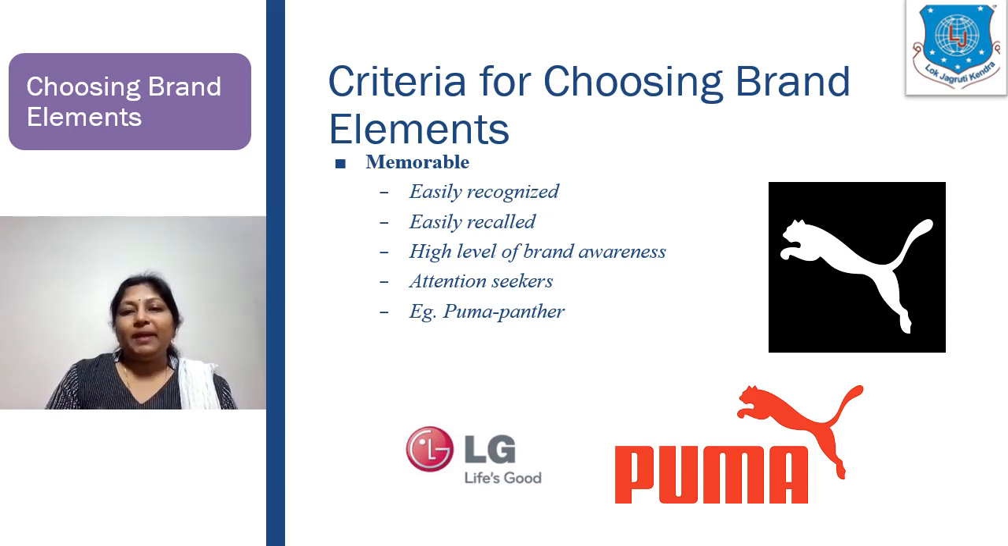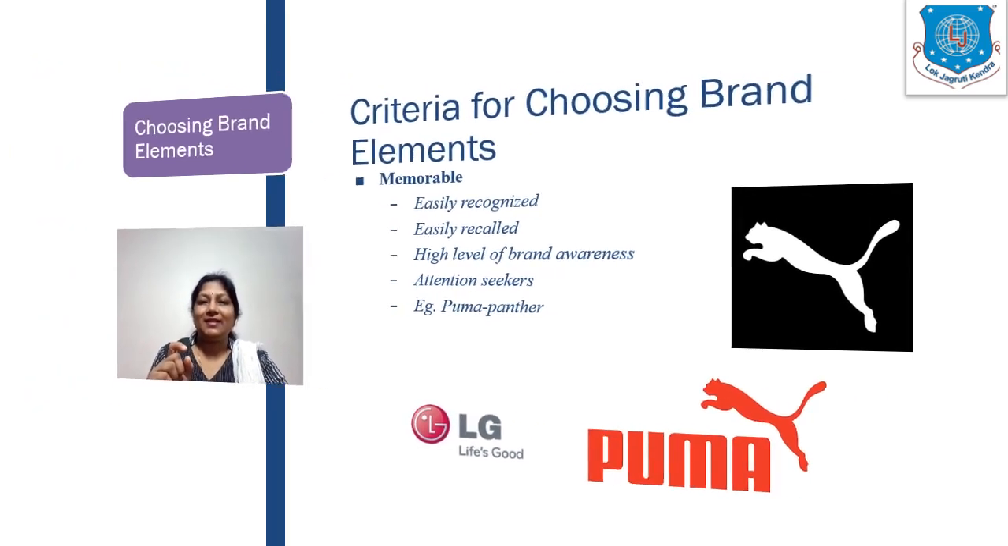Even if you see the panther, you are able to easily recognize and recall that it is the Puma Panther. So you would see that there are two diagrams, but the moment you see the panther, you could relate it to Puma. Similarly with LG. LG means Life's Good, but the moment you see LG, you are able to correlate to what it stands for. It is memorizable, easily recalled, and easily recognized.